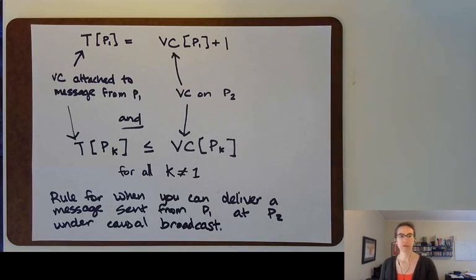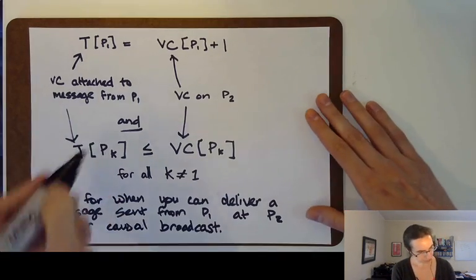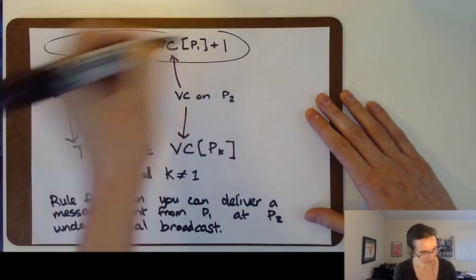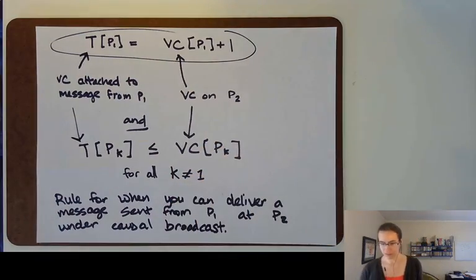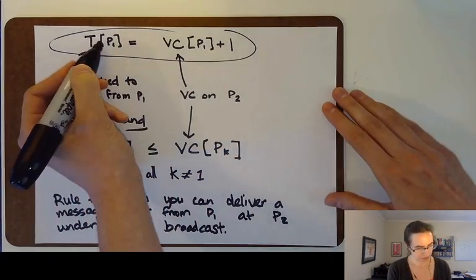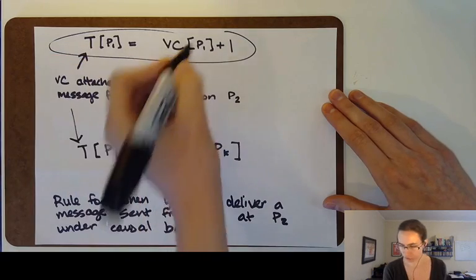So what do these two conditions mean? So the first one up here means that the timestamp on the message makes it the next expected message from P1.